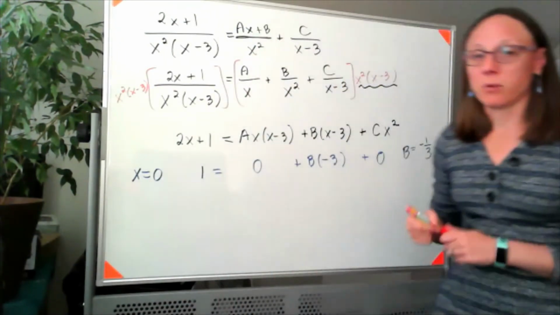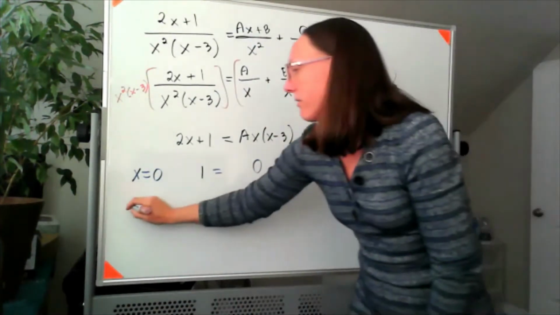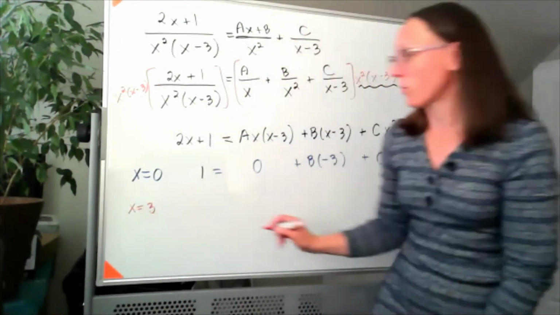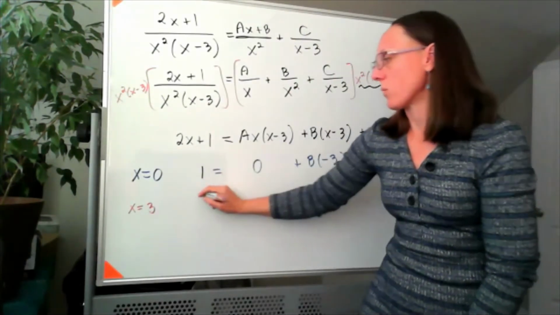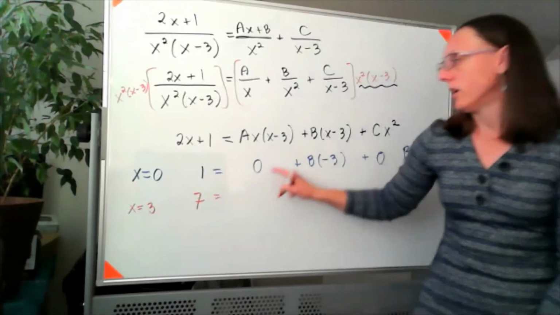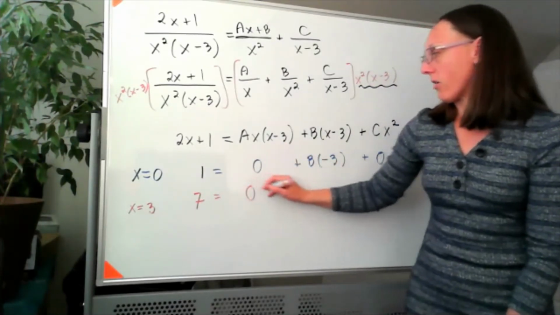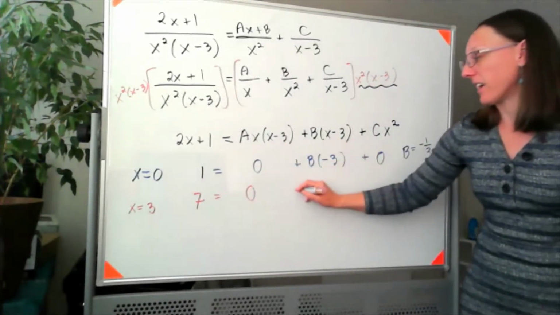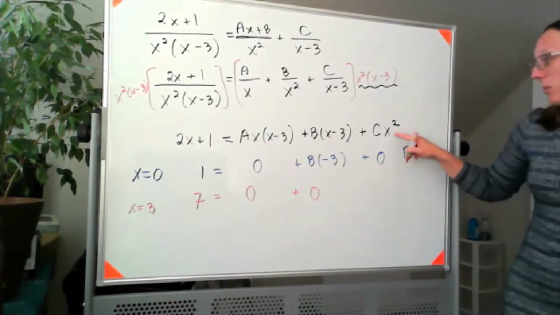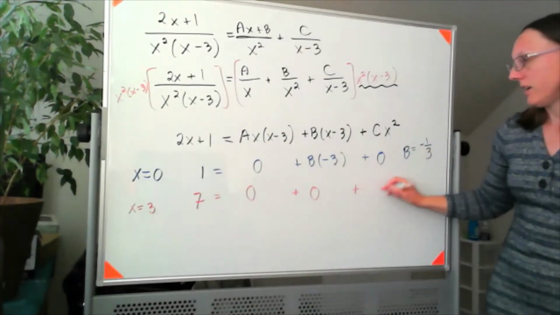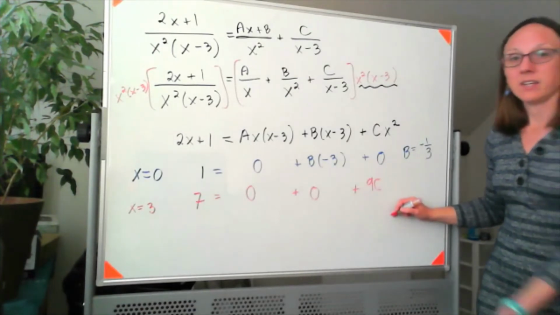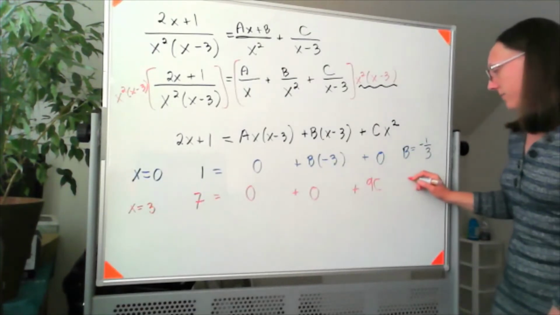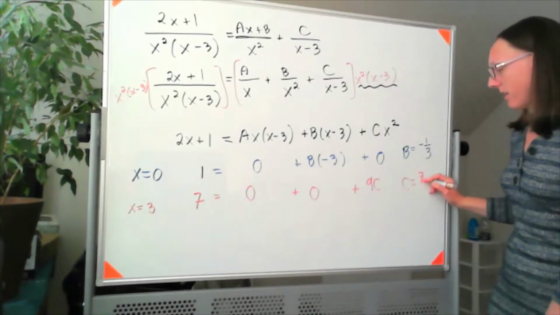My other nice number to plug in is 3. And if I do that and plug in x equals 3, on the left-hand side, I've got 3 times 2, so 6 plus 1, I get 7. When I plug in 3 here, I get 0. When I plug in 3 here, I get 0. And when I plug in 3 here, 3 squared is 9, so I've got 9c. So now at least I know what c is. C is going to be 7/9.